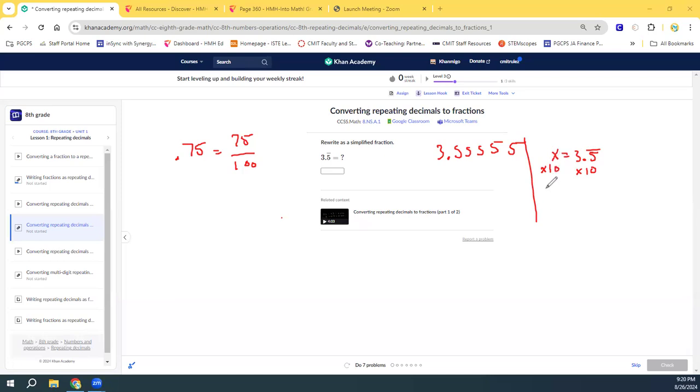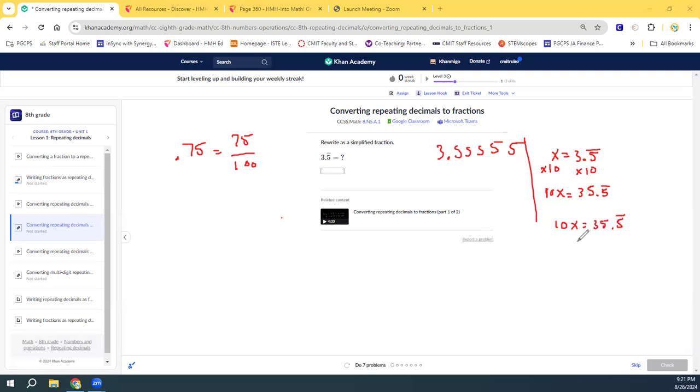So 10 times x is 10x. And anytime you multiply by 10 or a multiple of 10, it moves the decimal point 1 to the right. So that makes this 35. But we know that 5 goes on forever, so it's 35.5 repeating. So now I have these two equations. And this is going to be crazy until you see what happens when I do it.